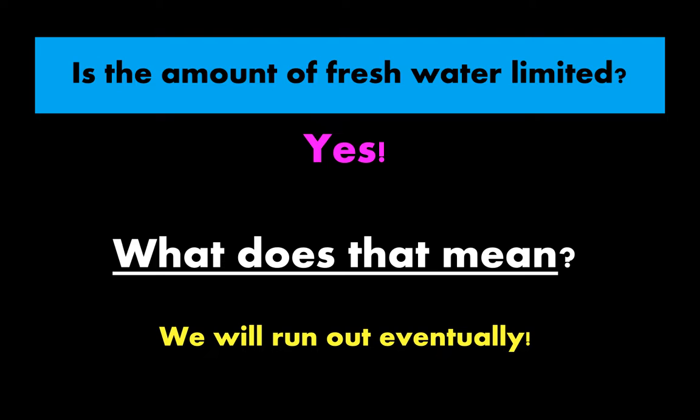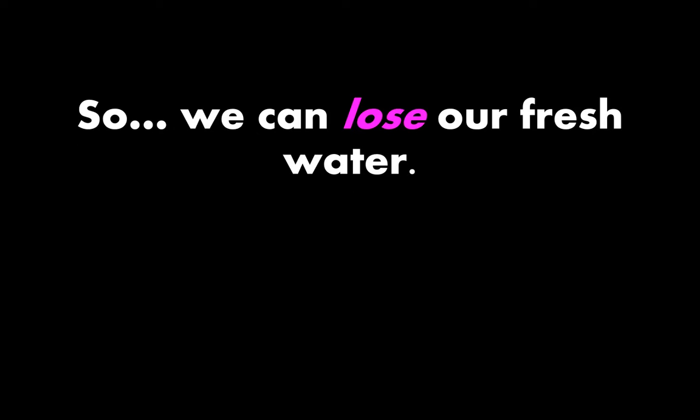So if we are overdrawing or overusing our freshwater resources, we're taking more than is naturally resupplied, we will run out. So we can lose our fresh water. How? Anything we do to remove water from that natural water cycle means that we're losing fresh water.